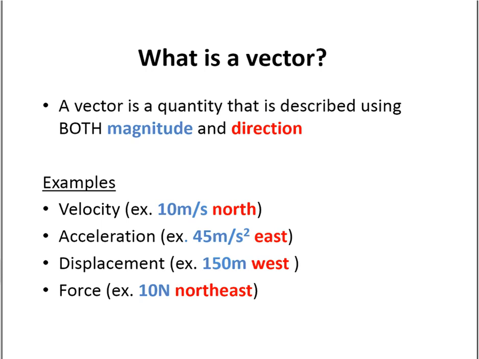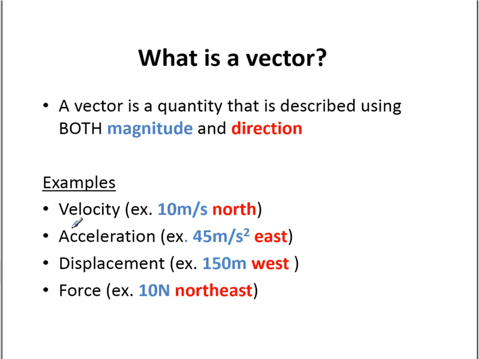So here's some examples. You use vectors a lot in physics, but here are some that you might be familiar with. Velocity. An example could be traveling at a speed of 10 meters per second. That's the magnitude. And the direction is north. Another one could be acceleration, 45 meters per second towards east. Another one is displacement, how much you've moved from one point to another when traveling, 150 meters west. You could even look at forces applied to different objects, 10 newtons northeast, and so on.